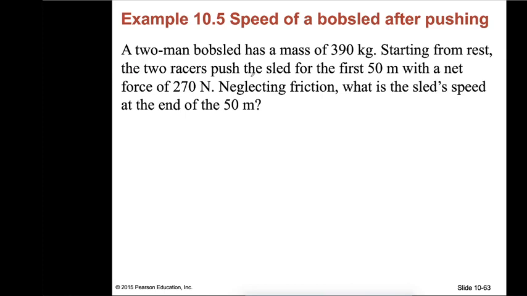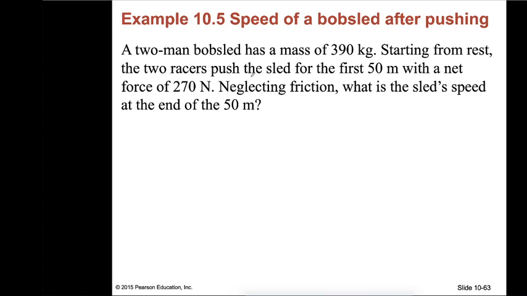A two-man bobsled has a mass of 390 kilograms. Starting from rest, the two racers push the sled for the first 50 meters with a net force of 270 newtons. If there's no friction, what's the sled's speed at the end of the 50 meters?